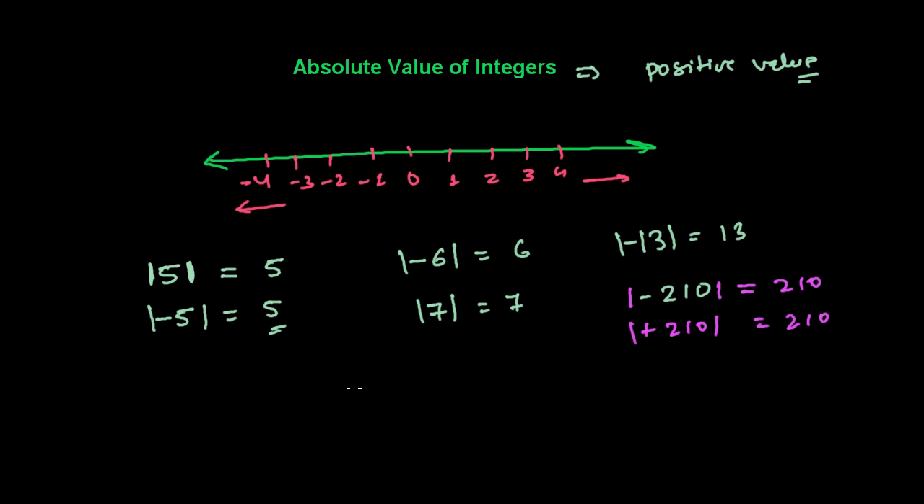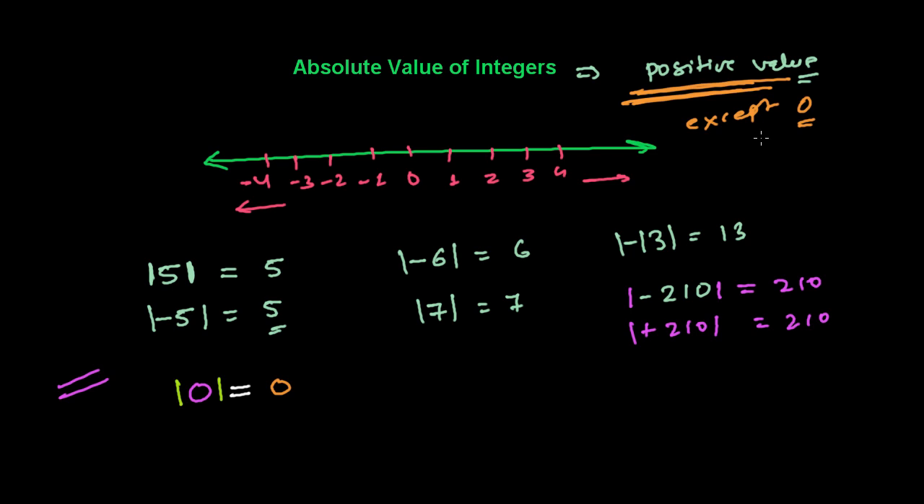Okay, now one case is there. What about 0? 0 is also an integer. In that case, if you find the absolute value, just in the case of 0, you will get the absolute value as 0. Otherwise, in every case, you'll get a positive value. All the integers have a positive value except 0. We don't say whether 0 is negative or positive.